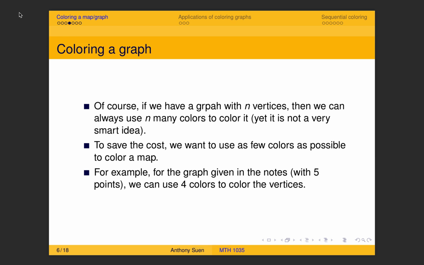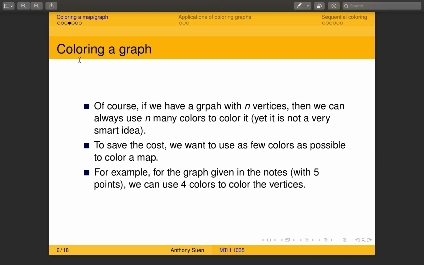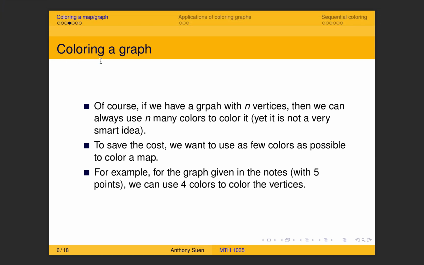Now, how can we color it? Of course, as I said, if you have as many colors as possible, there's a typo. If we have a graph with n vertices, then we can always use n many colors to color it. So it's trivial, right? Because how can you distinguish those n different regions? If you can use n different colors, then of course you can easily distinguish those regions.